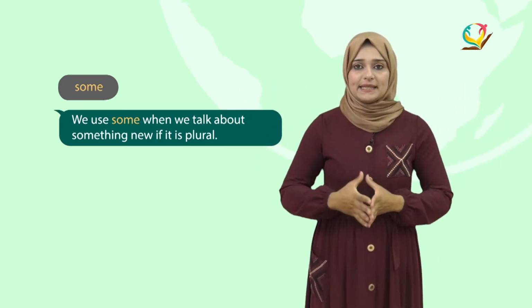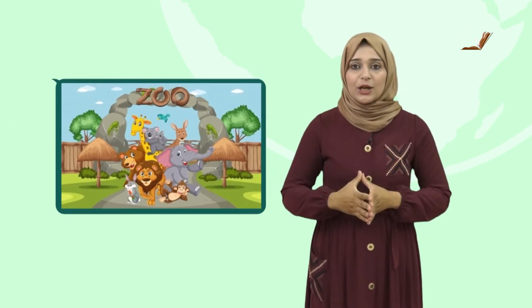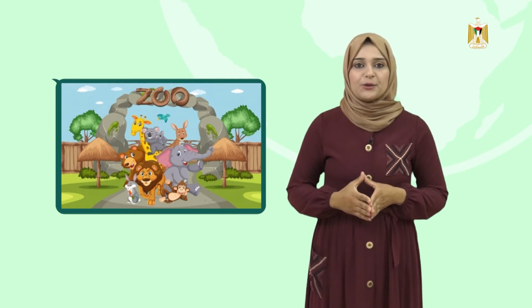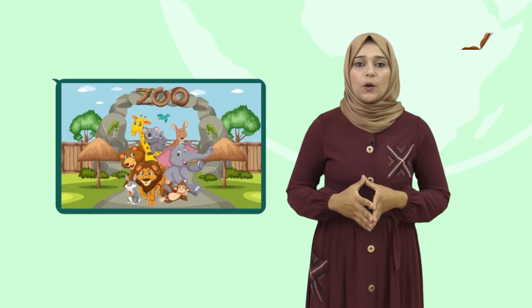Now let's practice. I'll show you a picture. What's this? You're right. It's a zoo. Let's name the animals in the zoo together. Remember to use the indefinite articles. Ready? Yes, we can see a lion, a giraffe, a monkey, and a rabbit. We can also see an elephant and some bears.